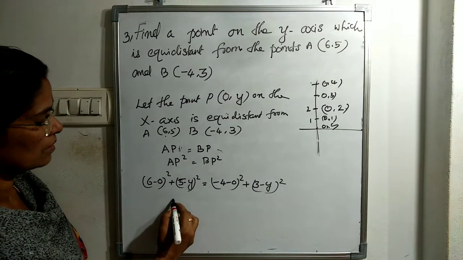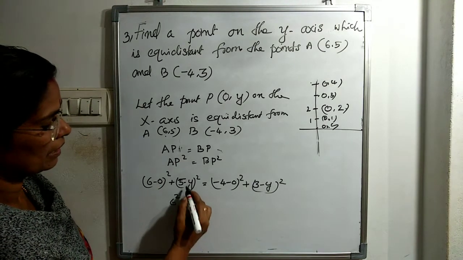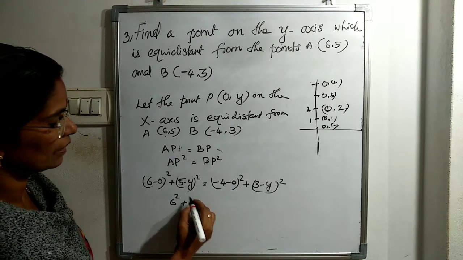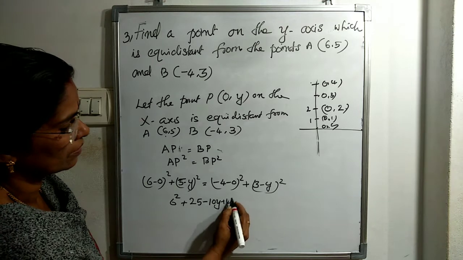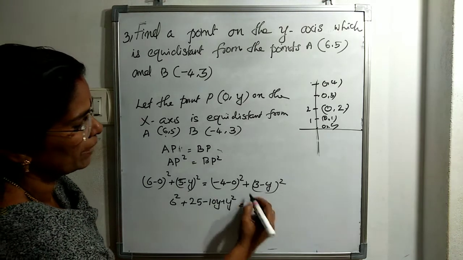6 minus 0 means 6 square. Here we can apply the identity (a minus b) whole square: 25 minus 10y plus y square. Directly I am writing the answer. Minus 4 square.